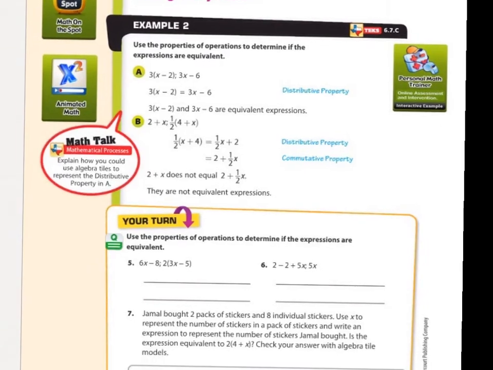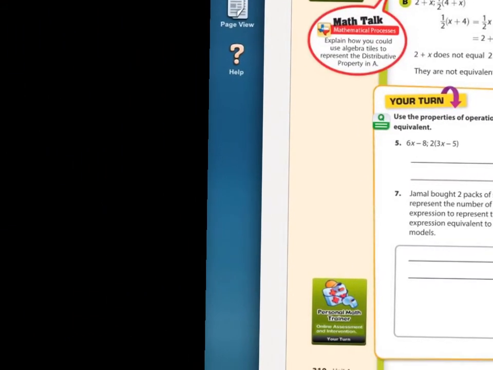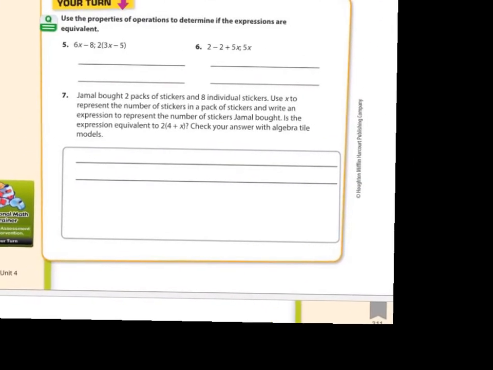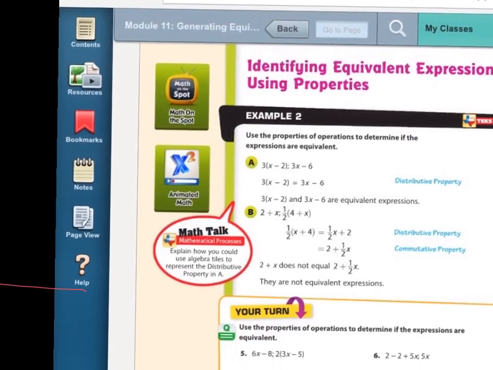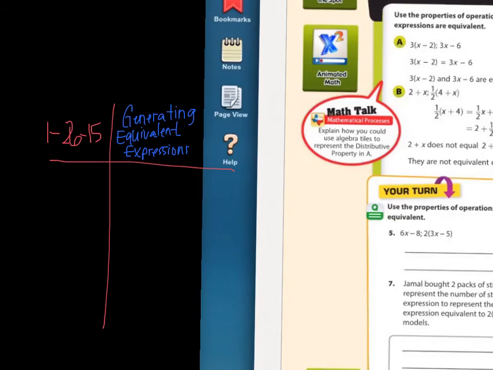So let's go ahead and set up our Cornell notes. And it's whatever the date is, 1/26/15. And the title of this is, let me look for it. Generating equivalent expressions. Any questions that you have, write them over here. And then let's take some notes.